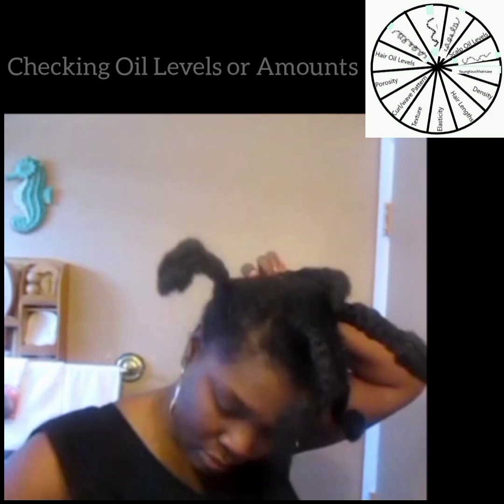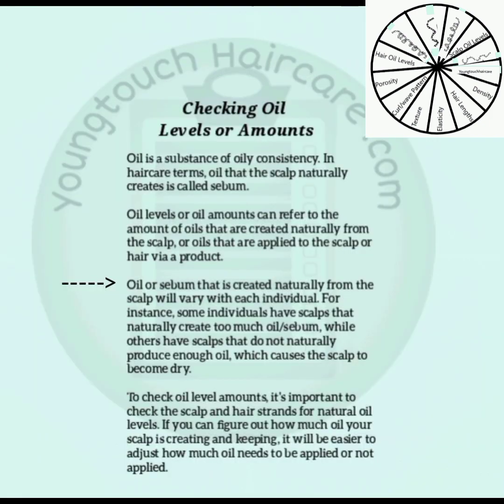Oil or sebum that is created naturally from the scalp will vary with each individual. For instance, some individuals have scalps that naturally create too much oil or sebum, while others have scalps that do not naturally produce enough oil, which causes the scalp to become dry. To check oil level amounts, it's important to check the scalp and hair strands for natural oil levels. If you can figure out how much oil your scalp is creating and keeping, it will be easier to adjust how much oil needs to be applied or not applied.